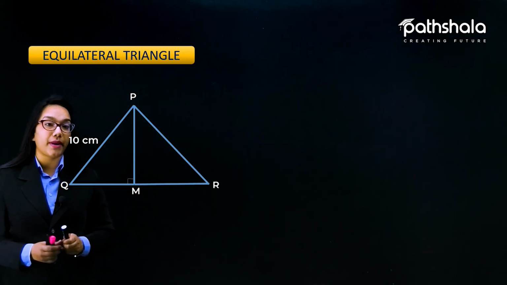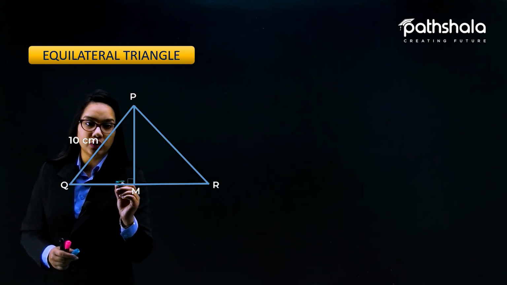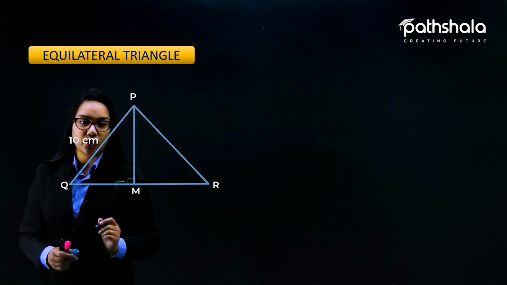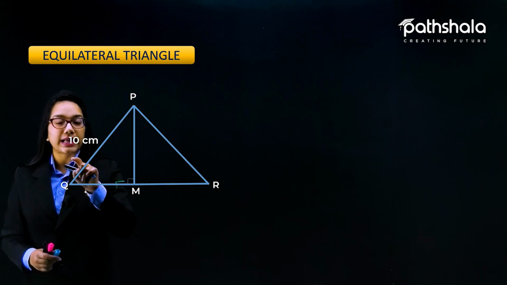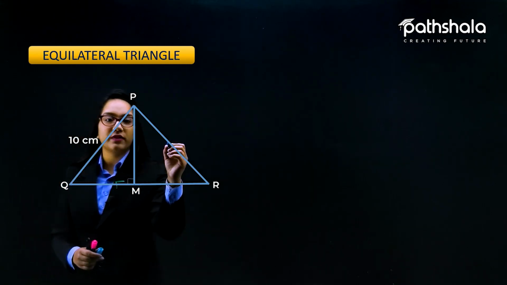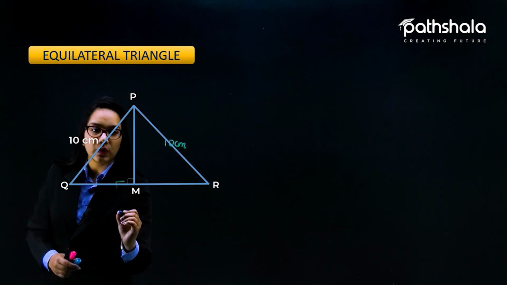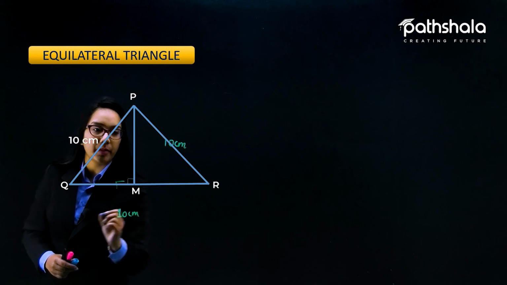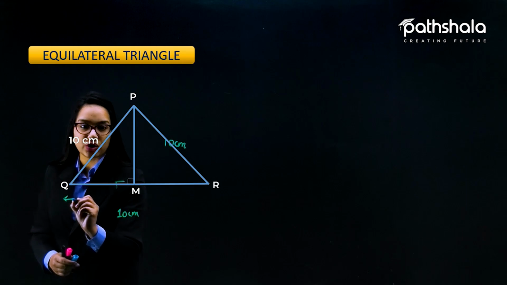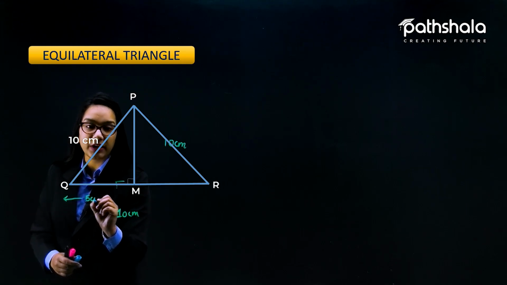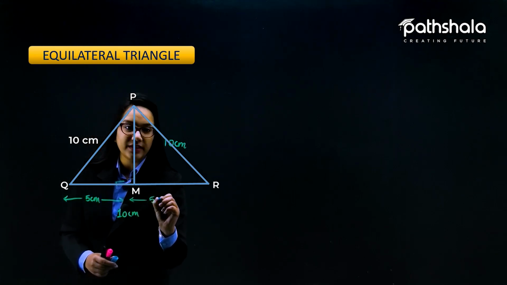This is a perpendicular to QR. I have already drawn this perpendicular on the QR. As we know, the side of this equilateral triangle is 10 centimeters. So if this is 10, obviously this is also 10 centimeter, and this is also 10 centimeter. But as I have drawn a perpendicular over here, it will divide QR into two equal sections. So this is 5 centimeter, and further MR is again 5 centimeter.